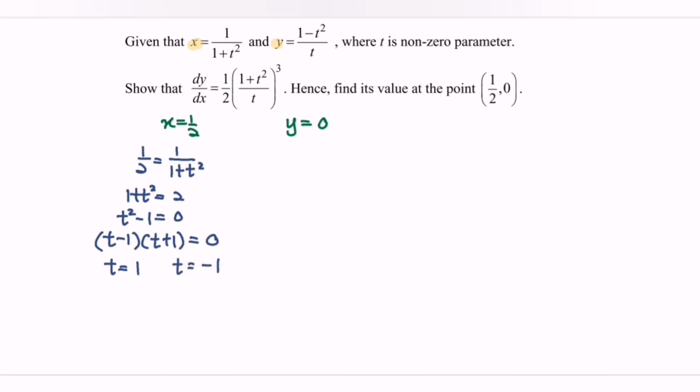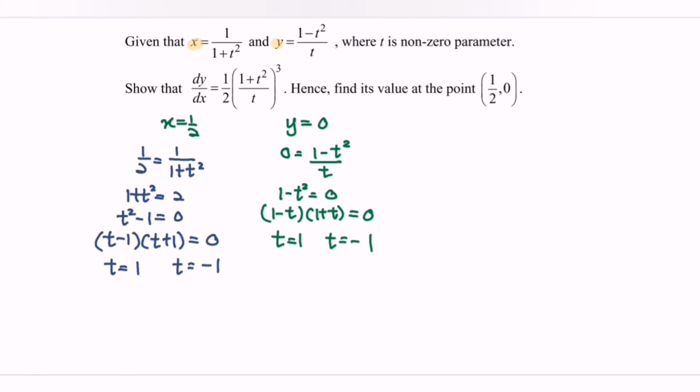Next, we are going to substitute y equals 0. So we will have 0 equals (1 minus t squared) over t. So 1 minus t squared is equal to 0, so (1 minus t)(1 plus t) equals 0. Finally, t equals 1 or t equals negative 1. Here, we notice that both values are valid.